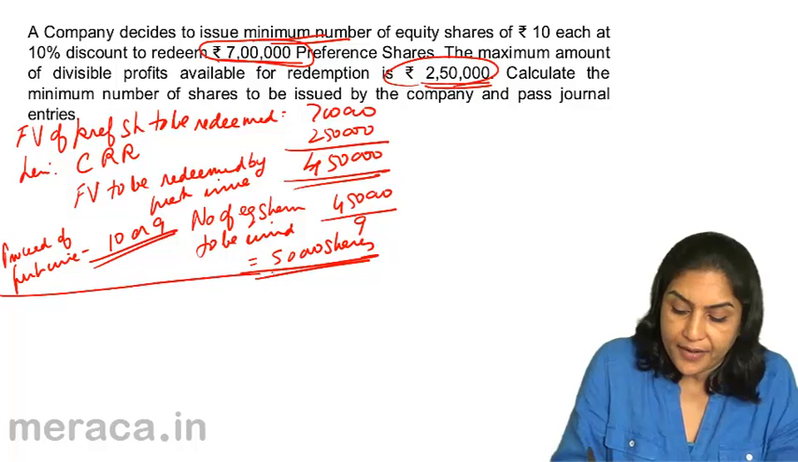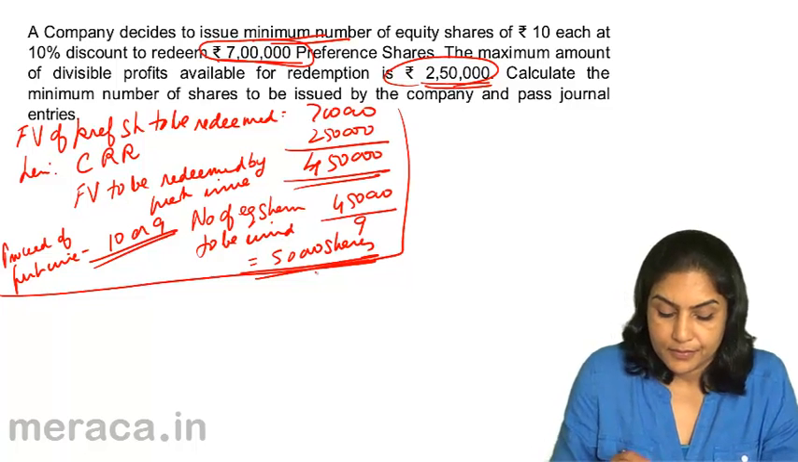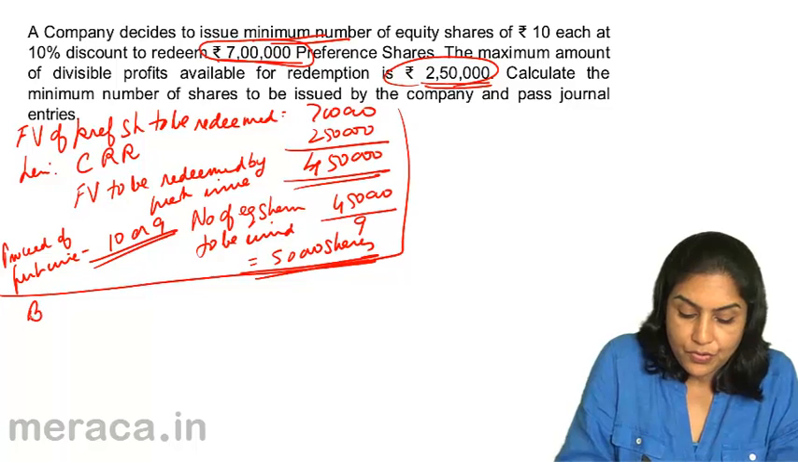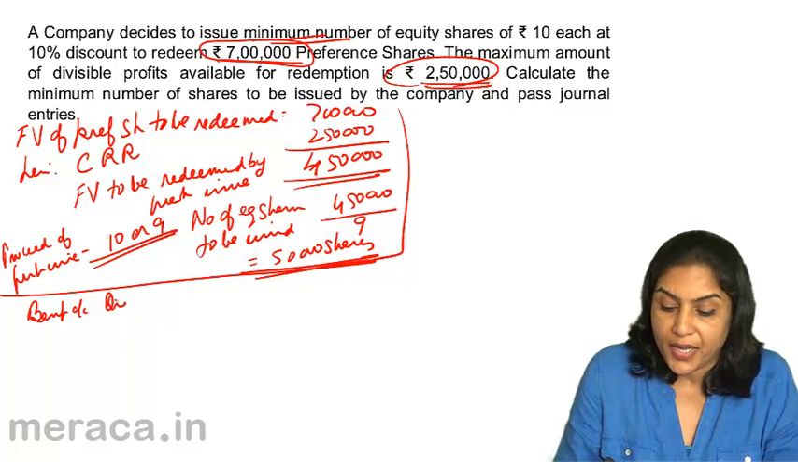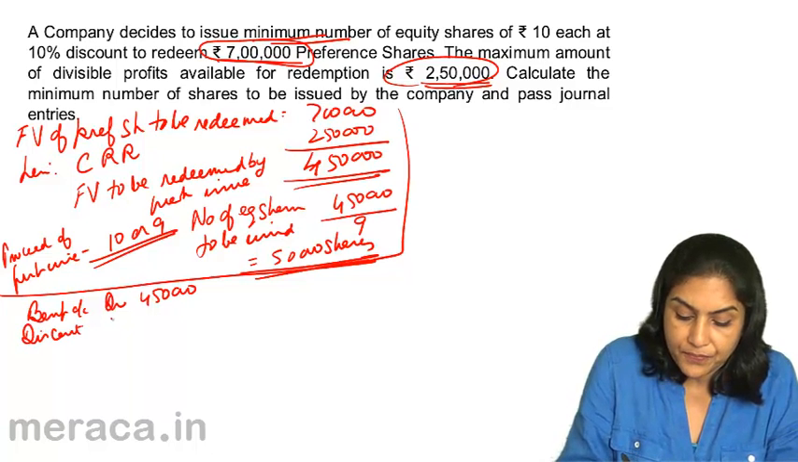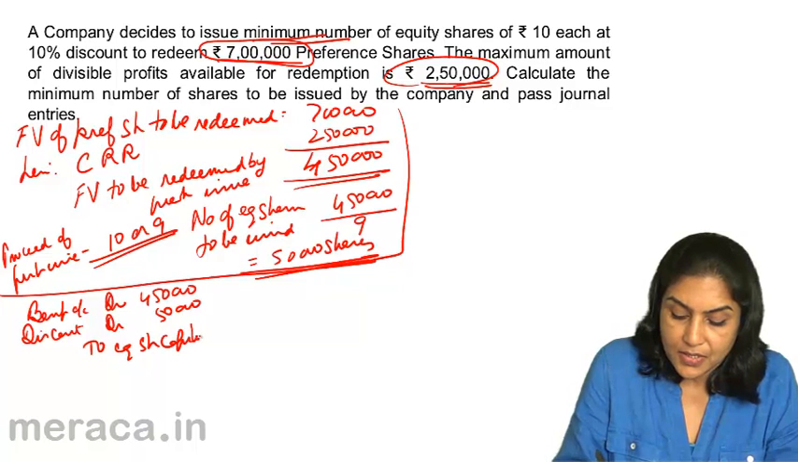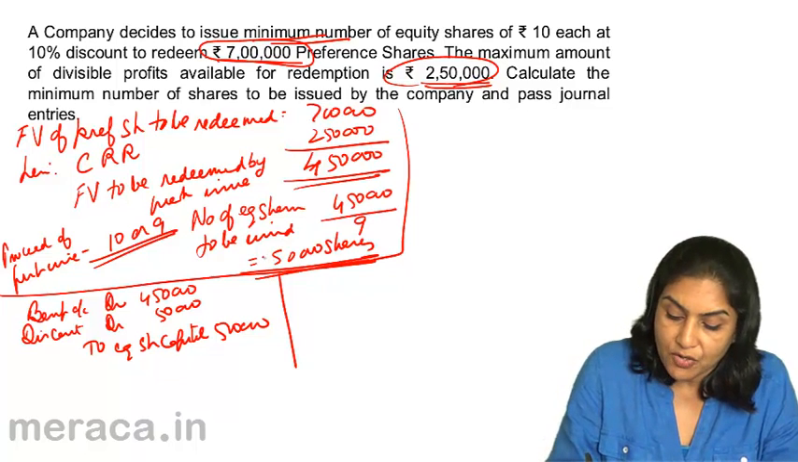What would be the accounting entries in such a case? For fresh issue, bank account debit, we get 50,000 shares into 9, that is 4,50,000. Discount account debit, 50,000. To equity share capital, this is 5 lakh. This is our first entry on fresh issue. This is 50,000 shares into 9, 50,000 shares into 1 and 50,000 shares into 10.